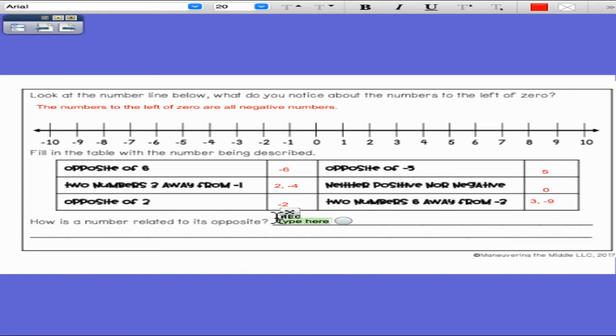How is a number related to the opposite? Remember, we're going to restate the question. A number is related to its opposite as they are the same. Big concept there: distance from 0. It's like taking your number line, folding it on that 0, and it's going to match up.